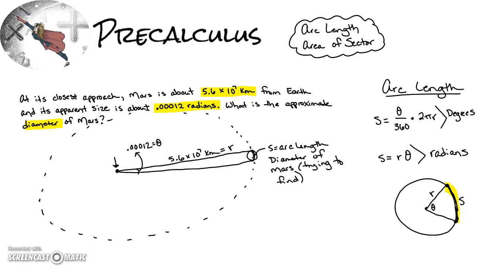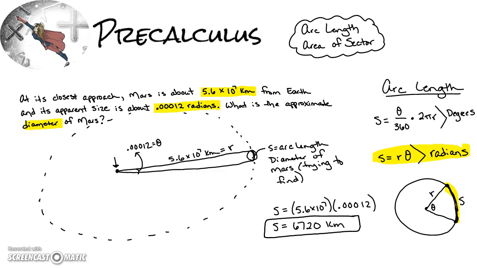So all we have to really do is plug these numbers in to solve for S. And I'm going to use this formula because we have radians. So we will have S, which we don't know, equals r, which we said is going to be 5.6 times 10 to the 7th, and then times theta, which is 0.00012. And then we can punch that into the calculator, and that ends up being 6,720, which would be kilometers, and that is the approximate diameter of Mars.